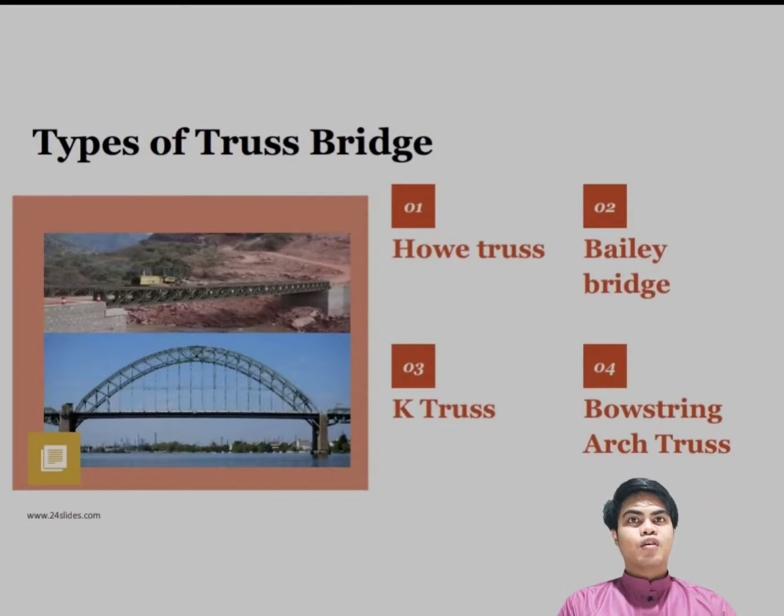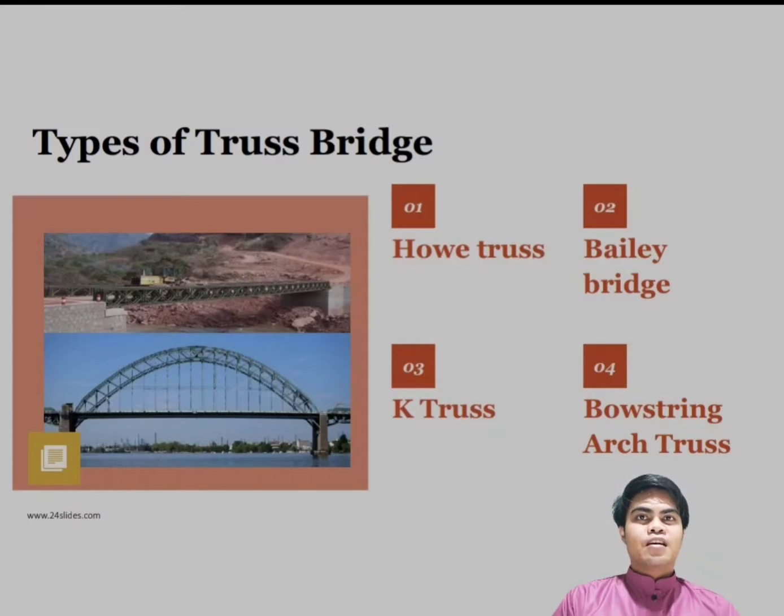There are four types of truss bridge. Firstly is the Howe truss. The Howe truss consists of diagonal and vertical elements. The diagonal elements slope toward the bridge center in an upward direction. The vertical elements are under tension. This is a rare type of truss bridge originally patented in 1840 by William Howe.